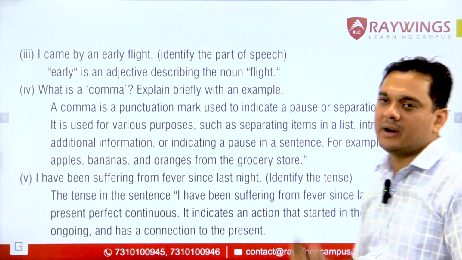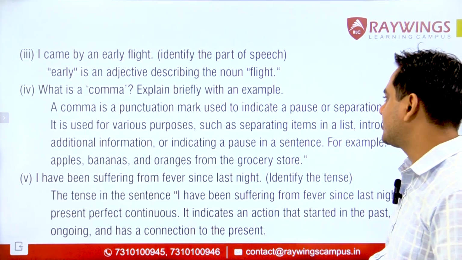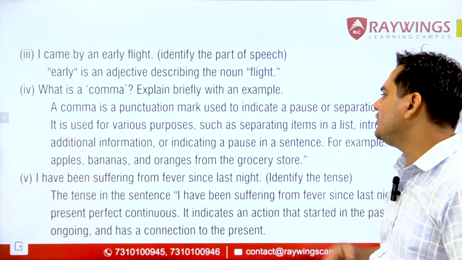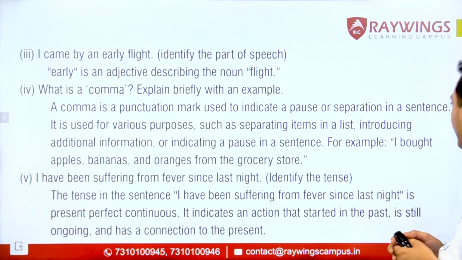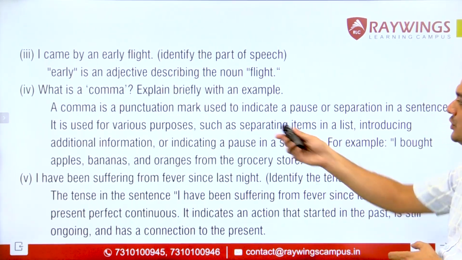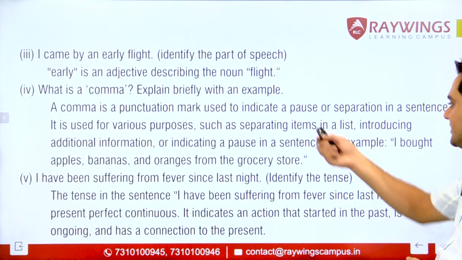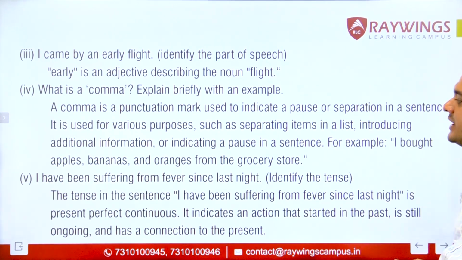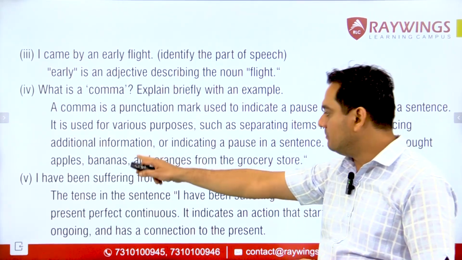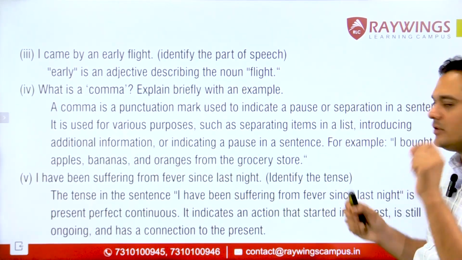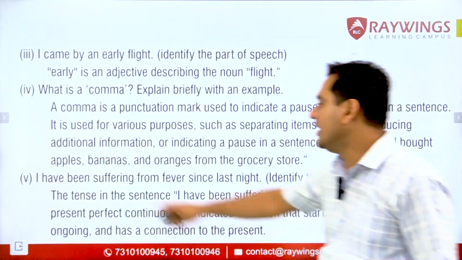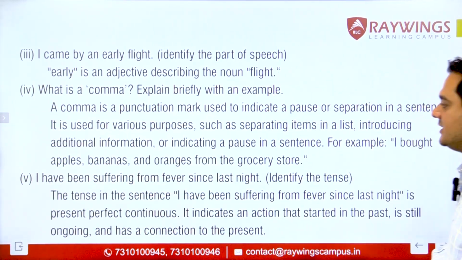Next question, what is a comma? So it is asking about comma and its usage. Explain briefly with an example. Now it is used as a punctuation mark to indicate a pause or separation in a sentence. It is used for various purposes such as separating items in a list, introducing additional information, or indicating a pause in a sentence. For example, I bought apples, bananas, and oranges from the grocery store. So we have to take little pauses, one or two second pauses, then we will apply a comma in the sentence.